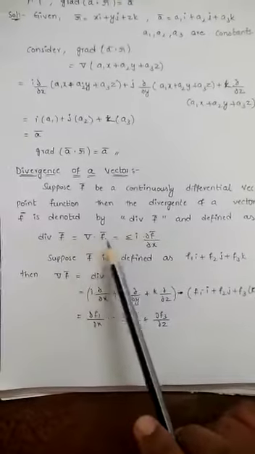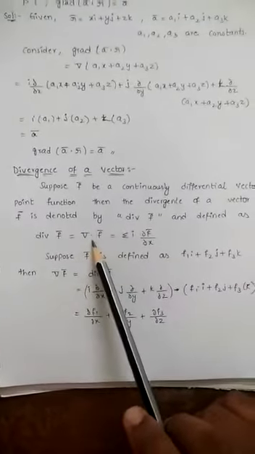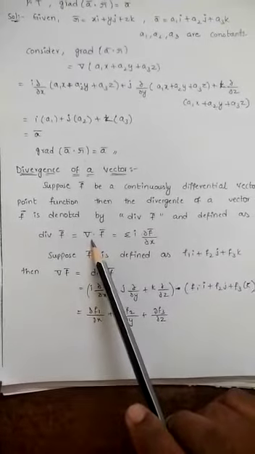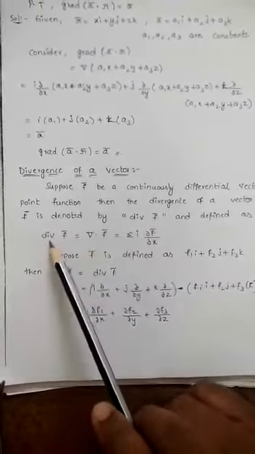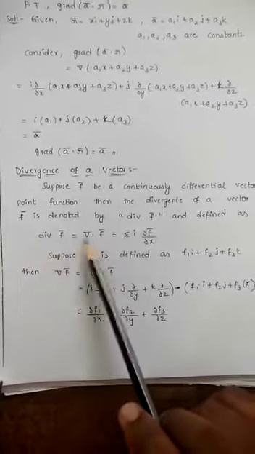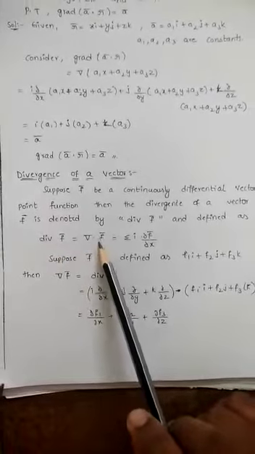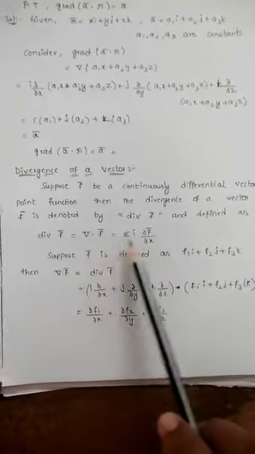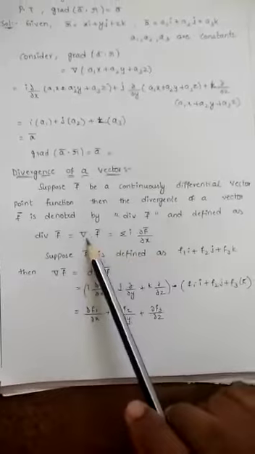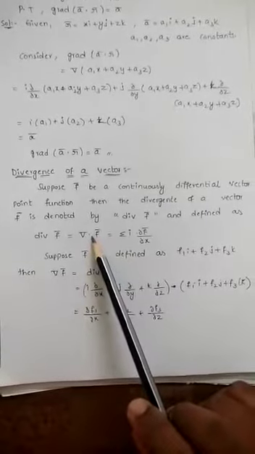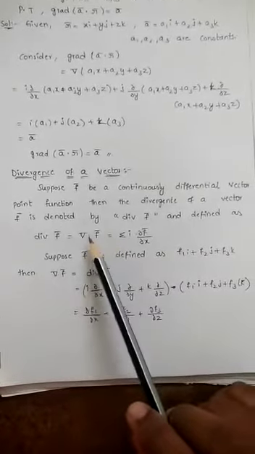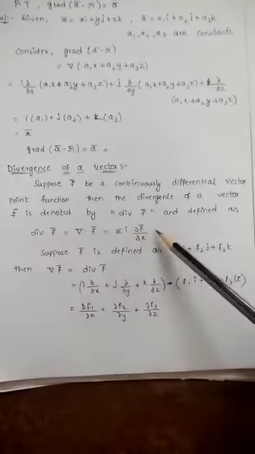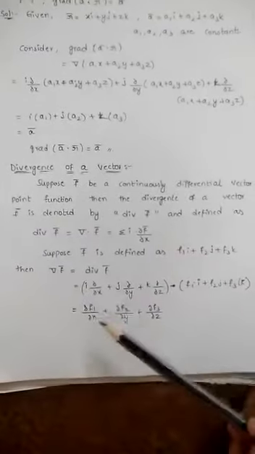div f bar means del dot f bar. What is del here? Del is the gradient or vector differential operator. Div, D stands for dot. Div means del dot f bar, that is sigma i dot dou f bar by dou x, because sigma i dou by dou x means del, but we are using here the dot product between del and f bar. It is used in vector identities.